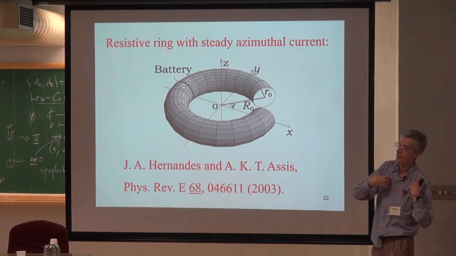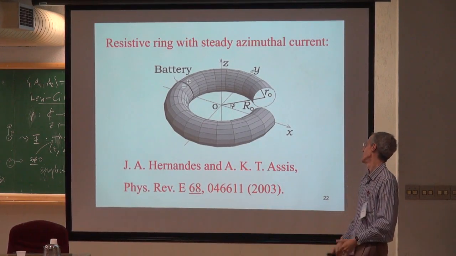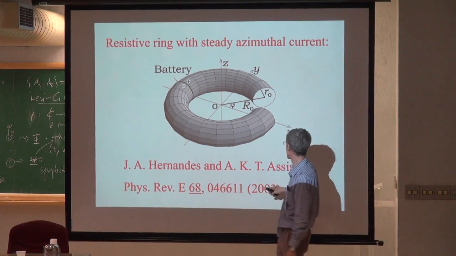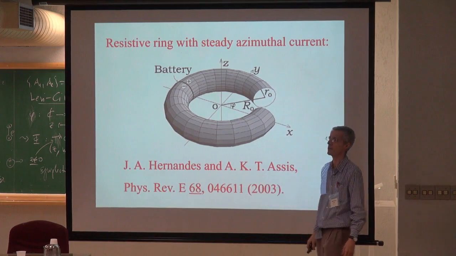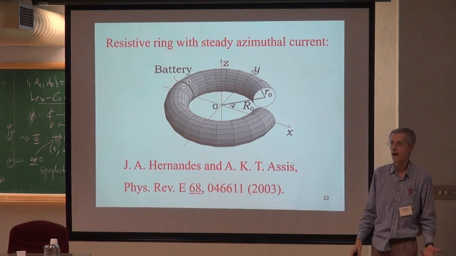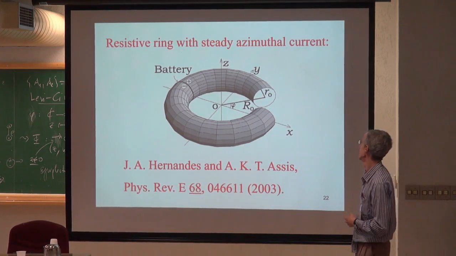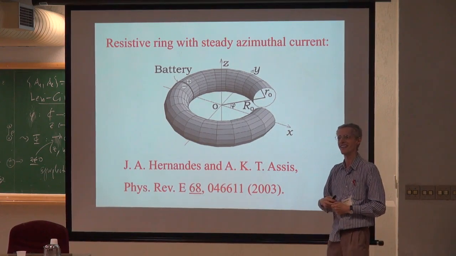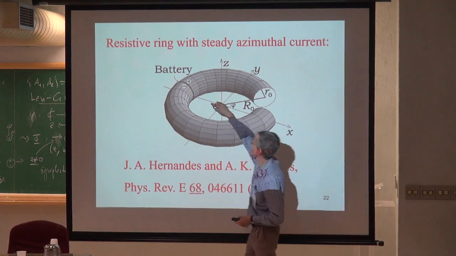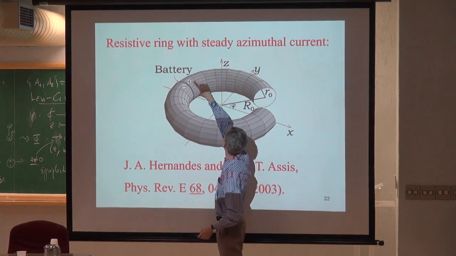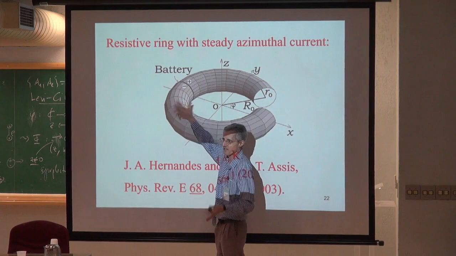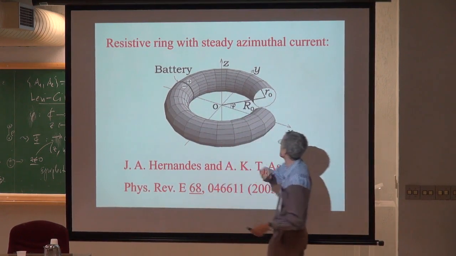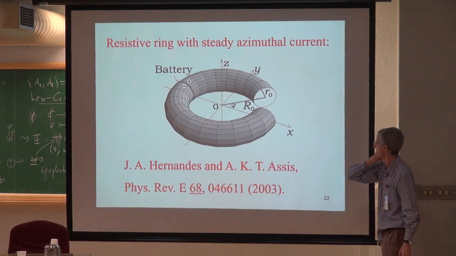Now I will present a calculation of my own, okay? Which I published with Hernandez in 2003 in Physical Review. We calculated the solution for a ring, a torus, as the mathematicians like to say. So we have a torus with a battery here, and the current goes like that. So just steady current, okay?